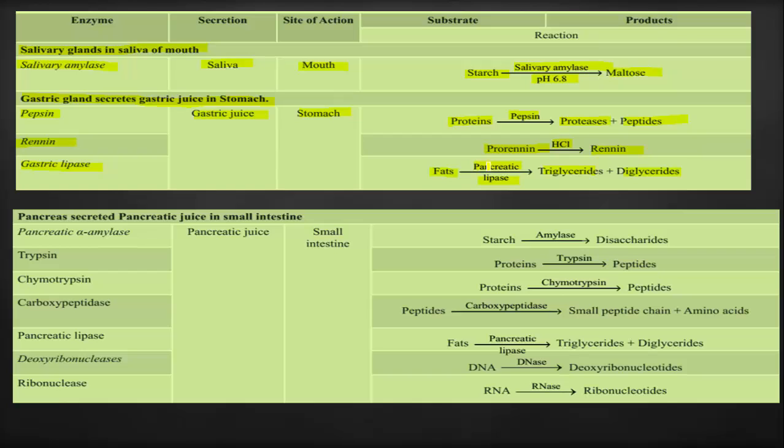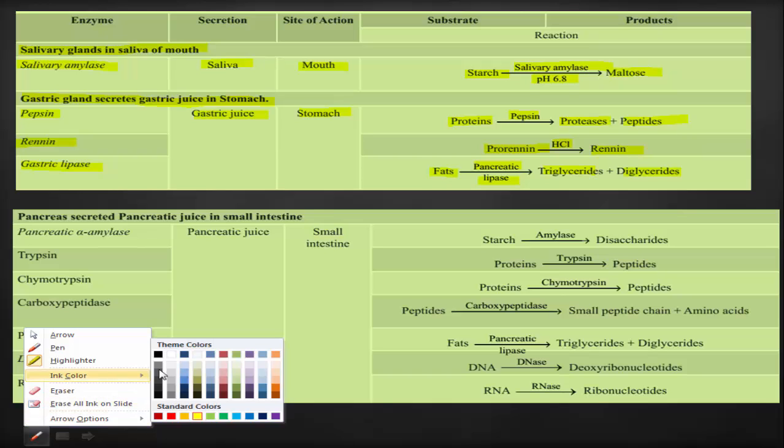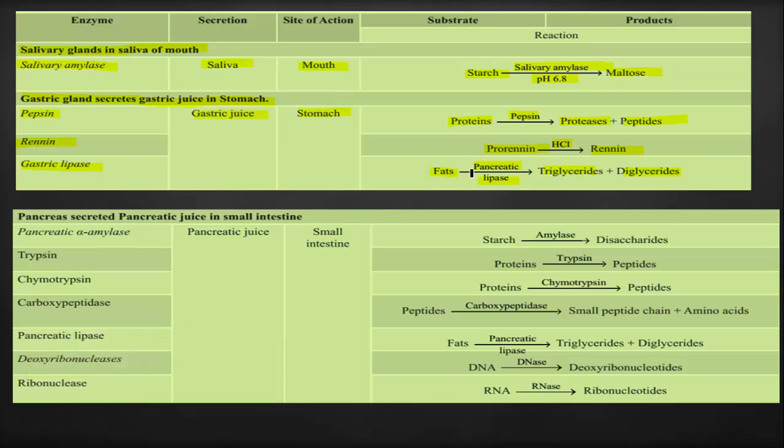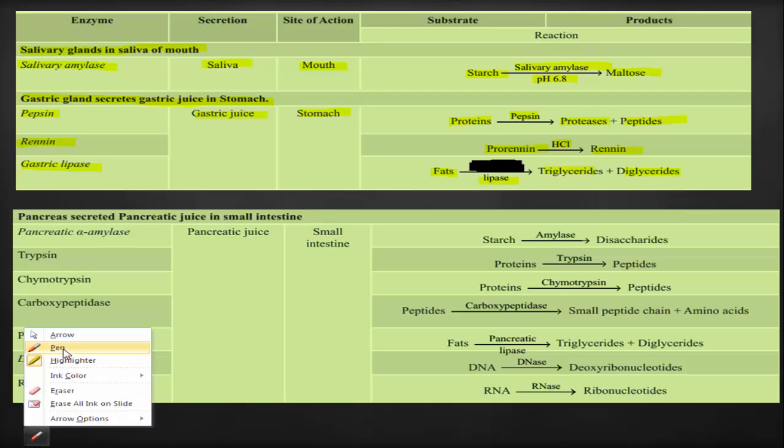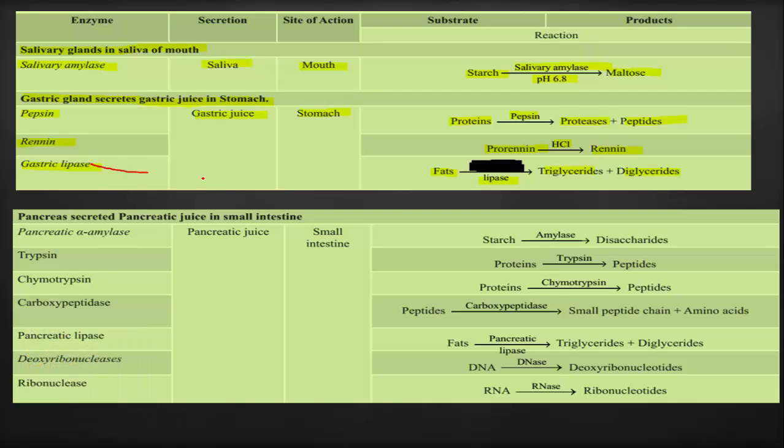Extremely sorry, here it is gastric lipase. So let me erase this one so that you don't remember this as pancreatic. Actually this is gastric lipase. Let me show with the help of an arrow mark. The enzyme acting here is the gastric lipase. Extremely sorry for the mistake.